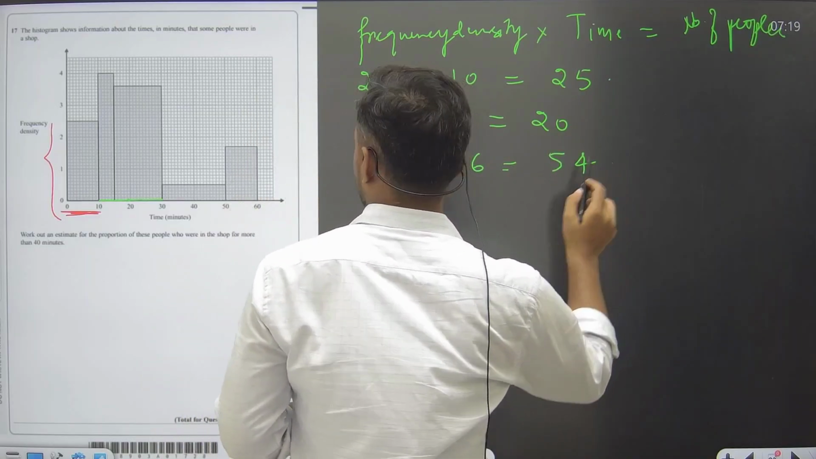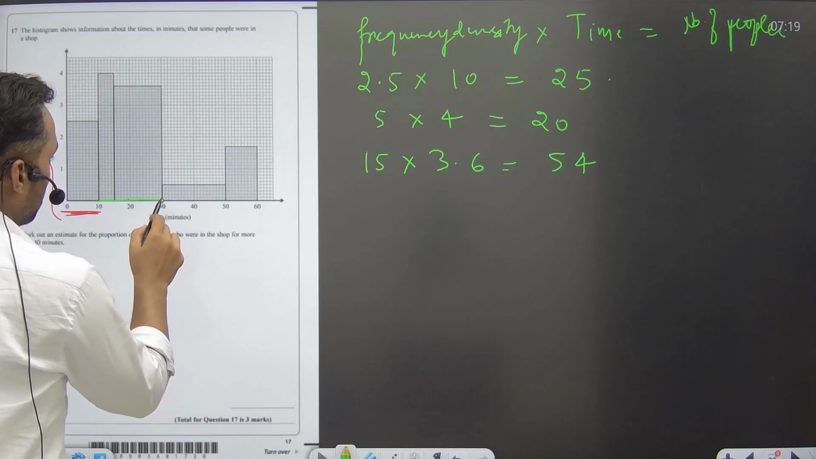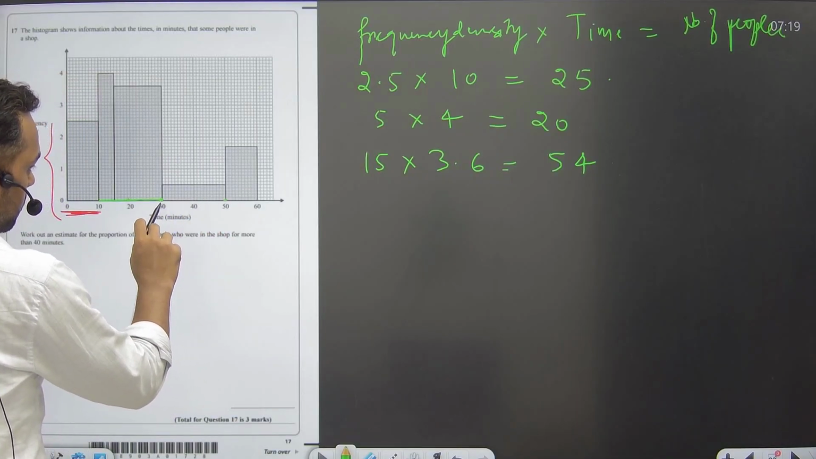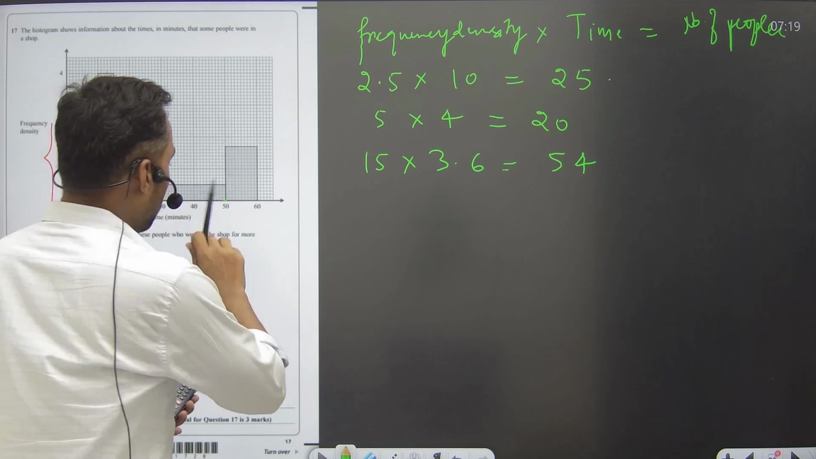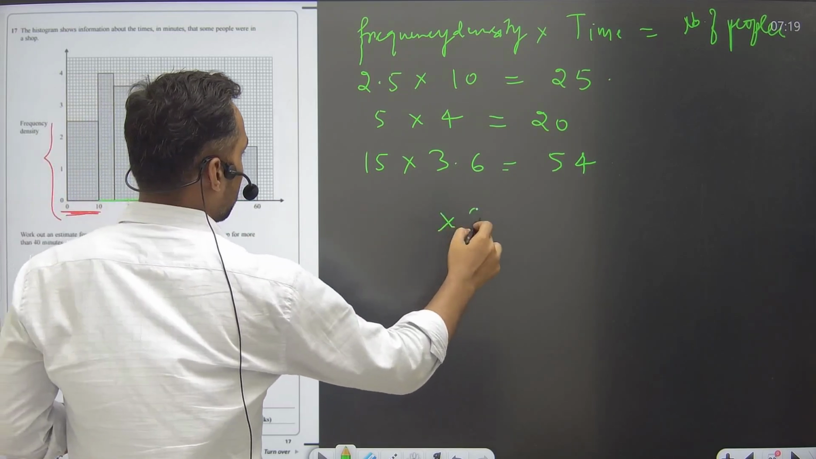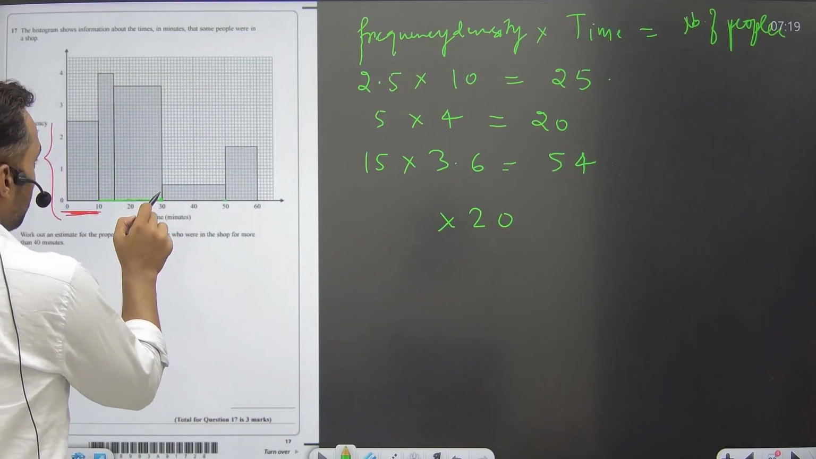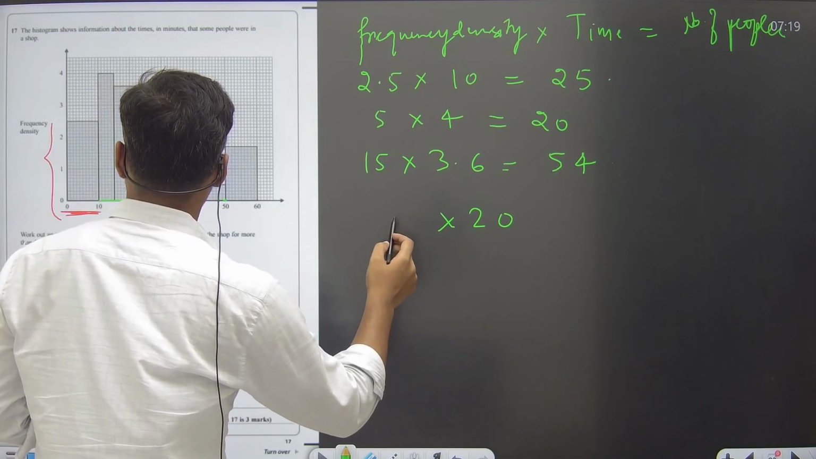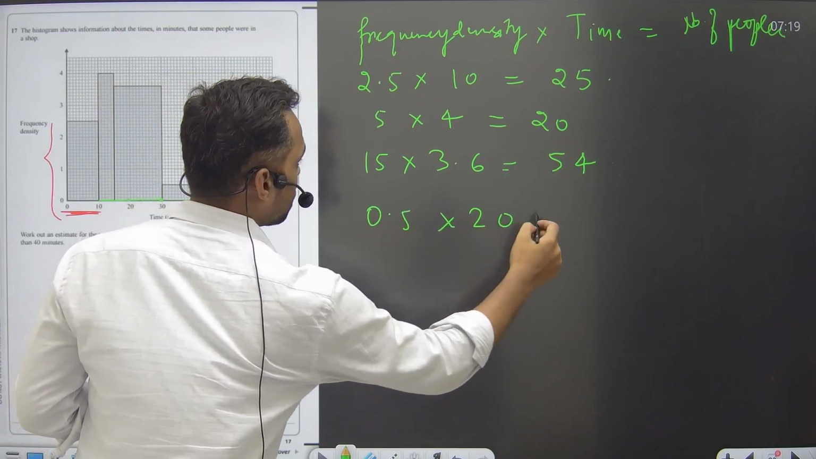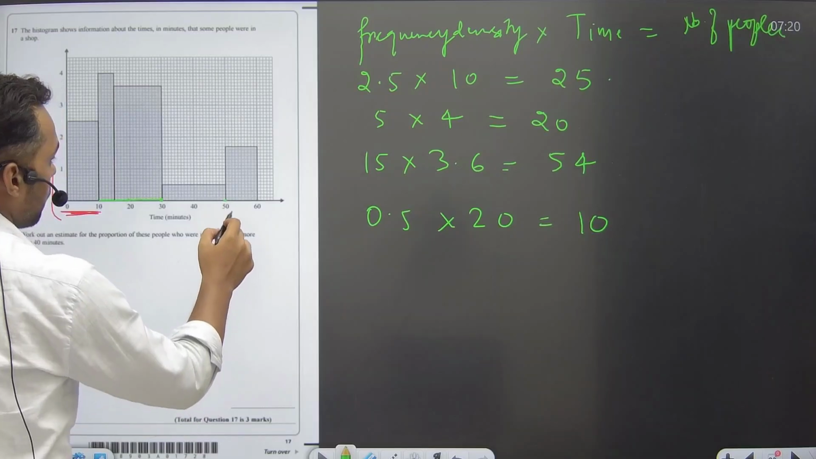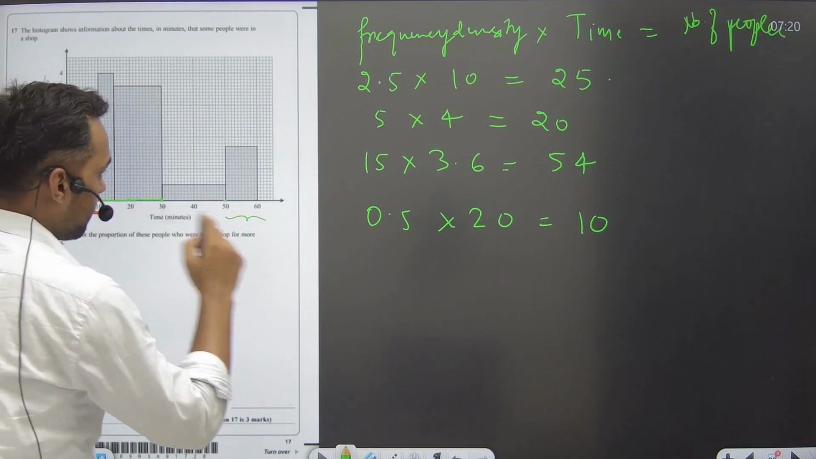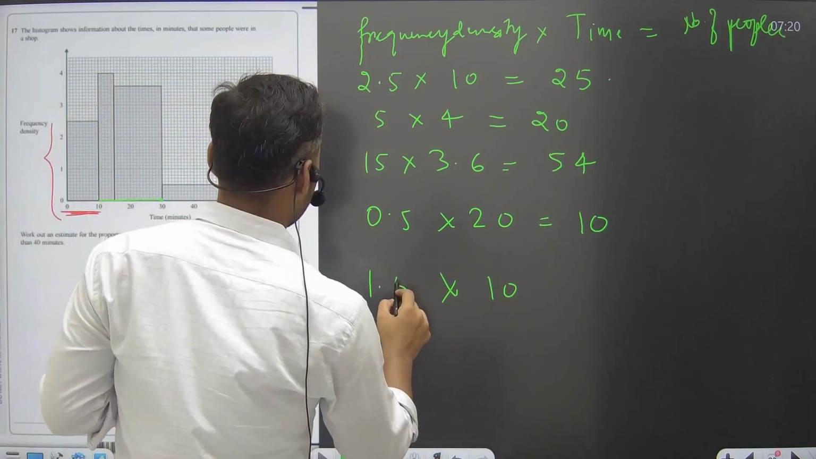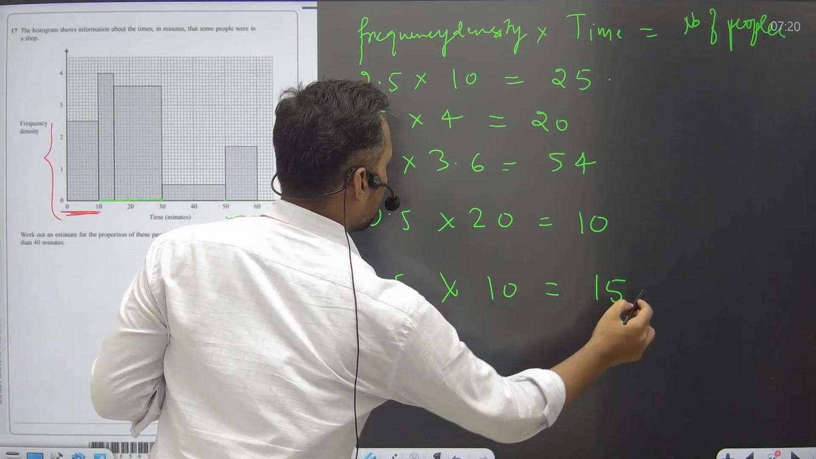That is 54. Now again here you need to see what the time interval is. It will be 30 and 50. This is the range, so the time will be 20, and the frequency density, it is half of the first part, so it will be 0.5, that equals 10. Now see this graph, 50 to 60 is 10, and what is the value here? It will be 1.5. What is the frequency density? It is 1.5. So here it is 15.